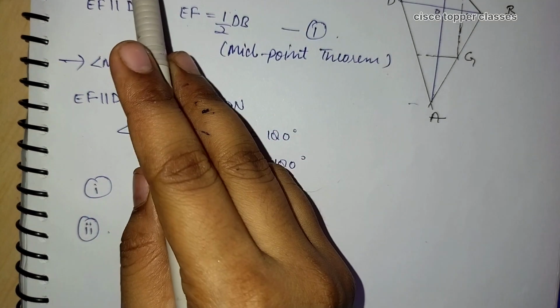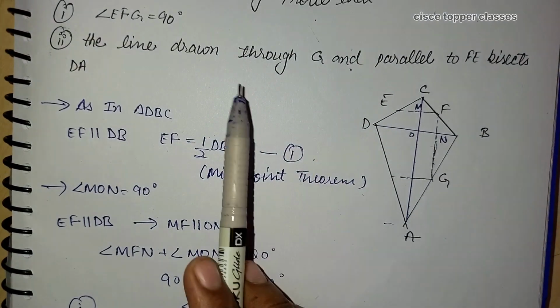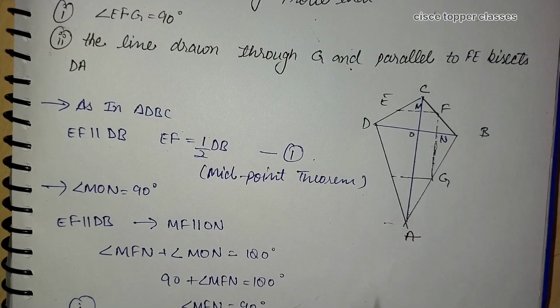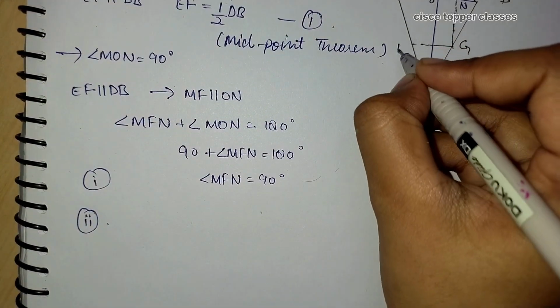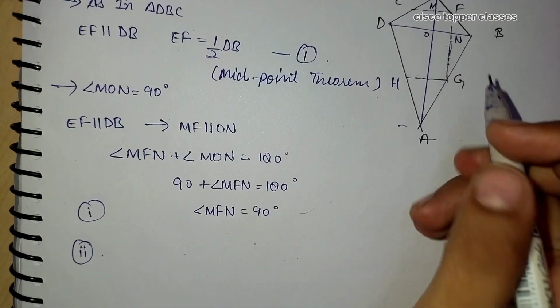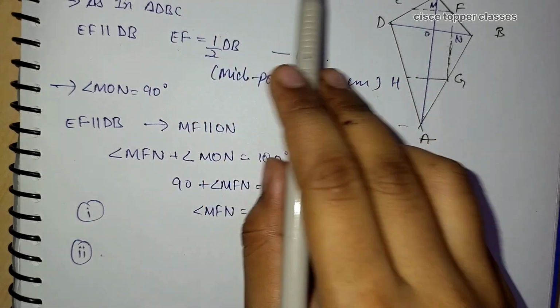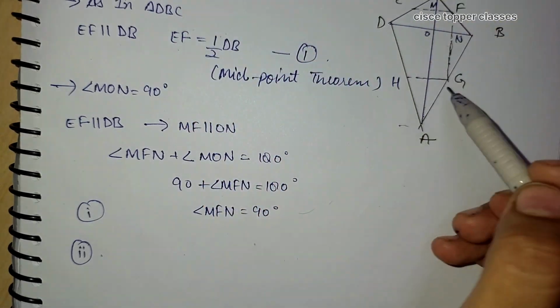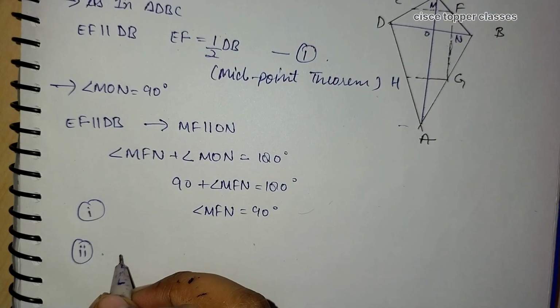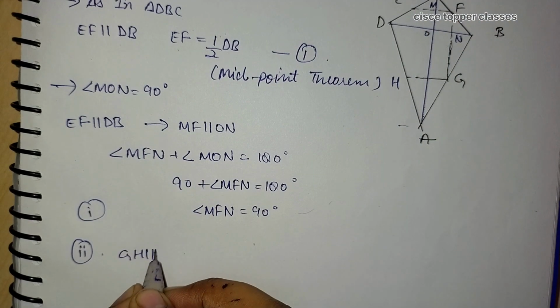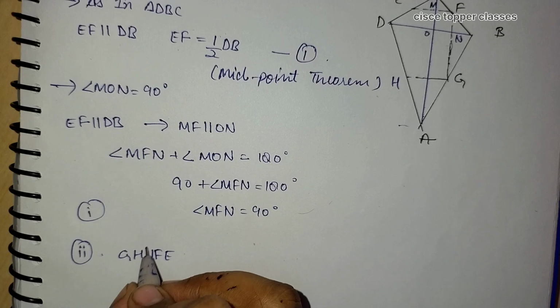Now the second part we have to prove is that the line drawn through G and parallel to FE bisects DA. Now how can we prove this? Let the point be H. As given, the line drawn through G is parallel to FE, so GH is parallel to FE. This is given to us.